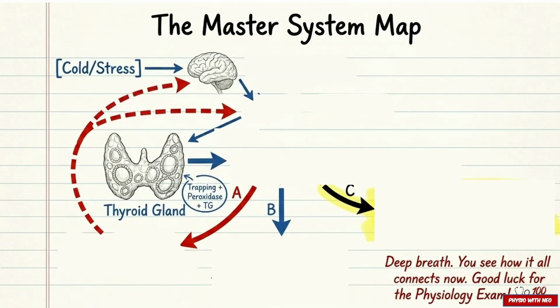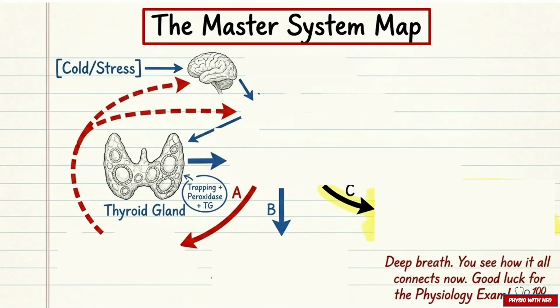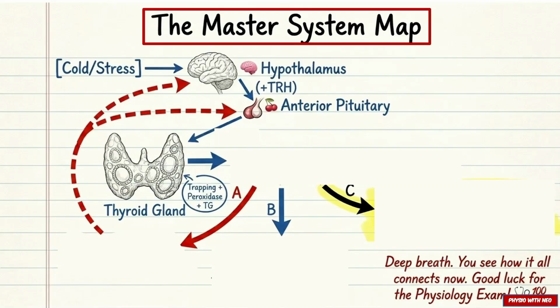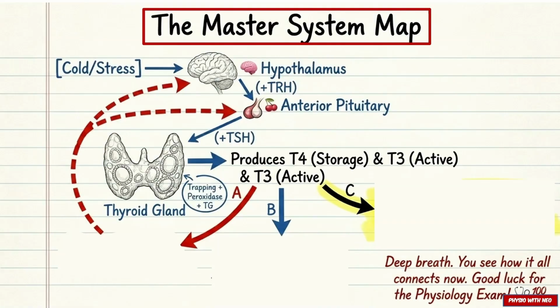See the slide I want you to remember forever. Close your textbook. Look at only this diagram. Everything starts with the hypothalamus. Hypothalamus releases thyrotropin releasing hormone, which acts on the anterior pituitary gland, which in turn secretes thyroid stimulating hormone, which stimulates the thyroid and causes release of T4, which is stored, and T3, which is more active.